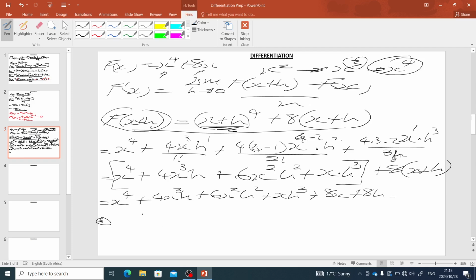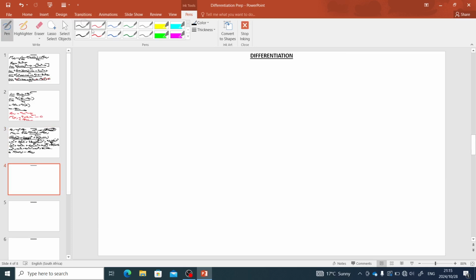What is the second stage? It is f of x plus h minus f of x. Now we haven't included h yet. We are dealing with it by parts. Okay, let's go to the second page there. Now we will be looking at f of x plus h minus f of x. Okay, now let's go ahead and put that into place.